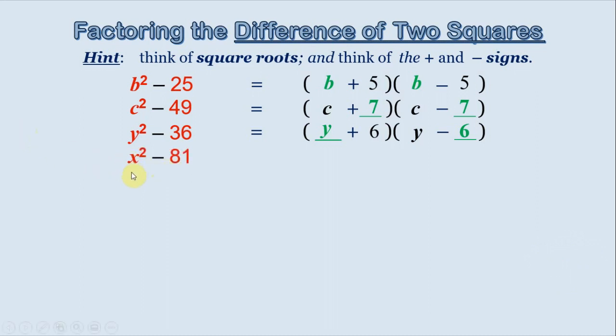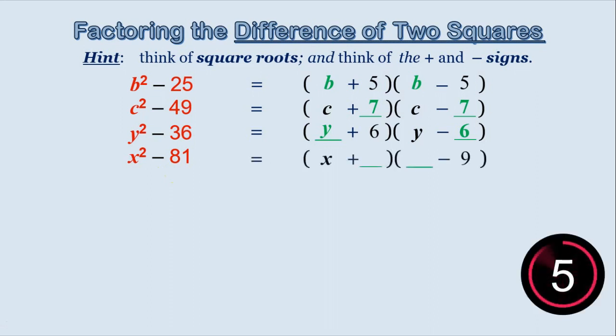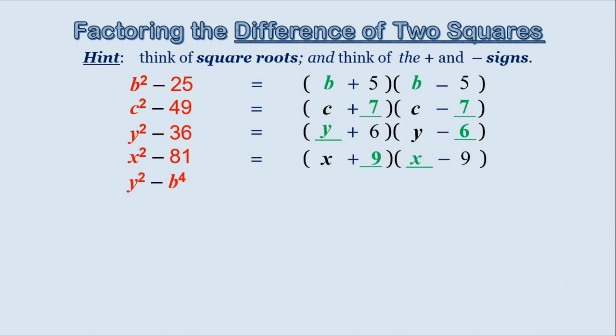Think of the square root of x squared and the square root of 81. Now, you may begin answering. Think of the square root of y squared and the square root of b to the fourth. You may now begin.